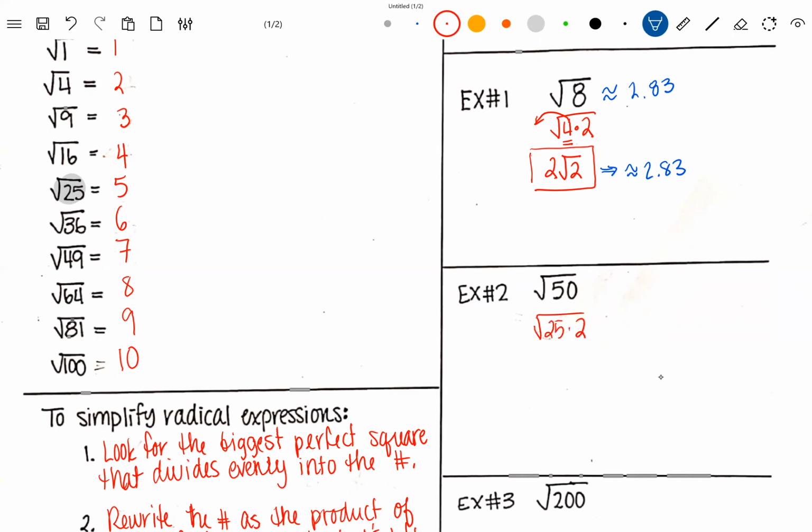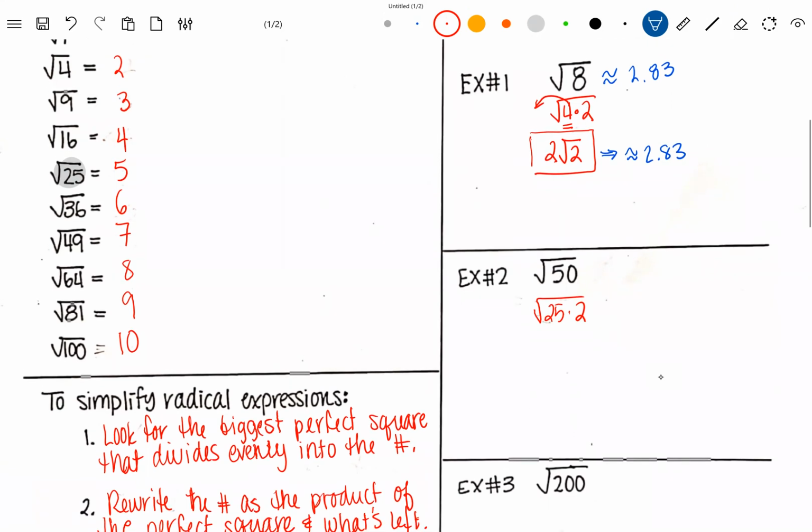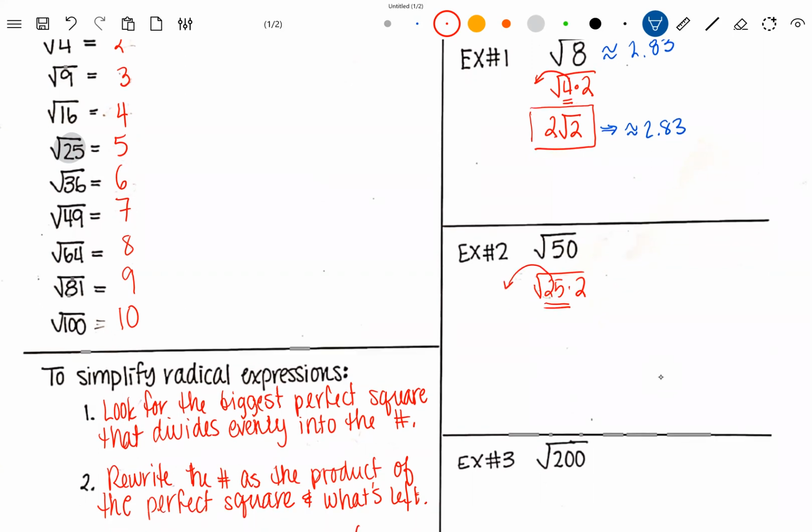And if you wrote it as 2 times 25, that's the same thing, because the only thing under there right now that can be square rooted is that 25. And when I square root it, it comes out. The square root of 25 is 5. And this 2 here stays underneath the radical.